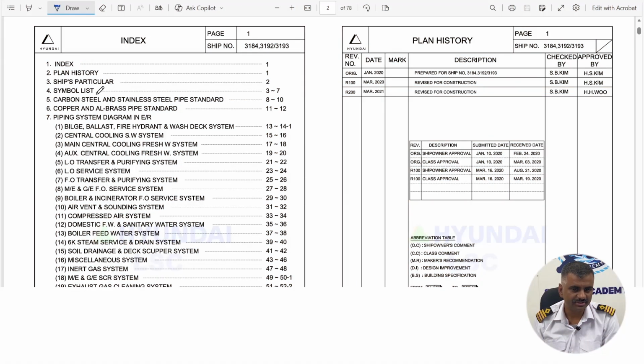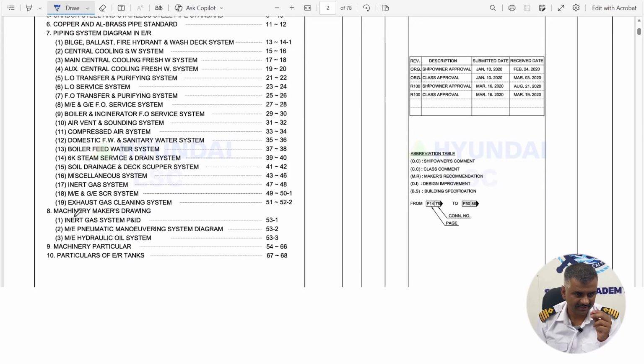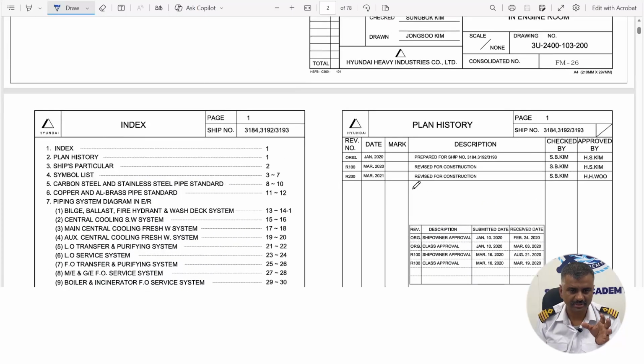Okay, there is a plan history, there is ship's particulars, symbol list, pipe standard. So when we are starting, we will go with minute details. So we will study from the small symbols that come in the pipeline diagram, then what is the pipe standards, and then we will go into these many pipelines as they are shown in this index list. Okay, so in this particular video we are going to discuss the symbol list. We will start with the symbol list.